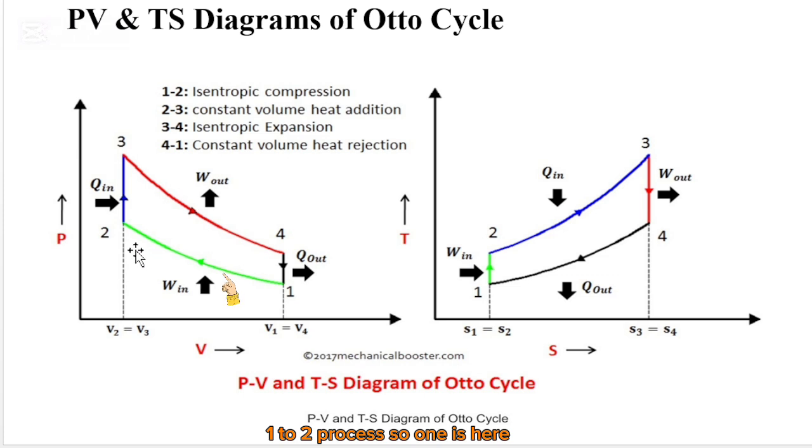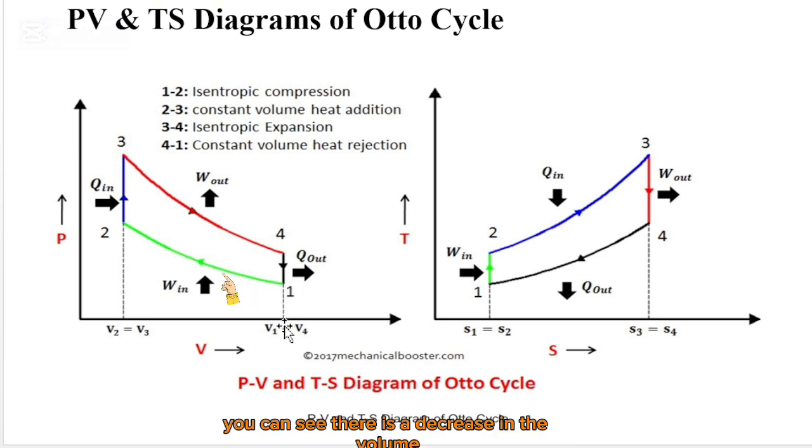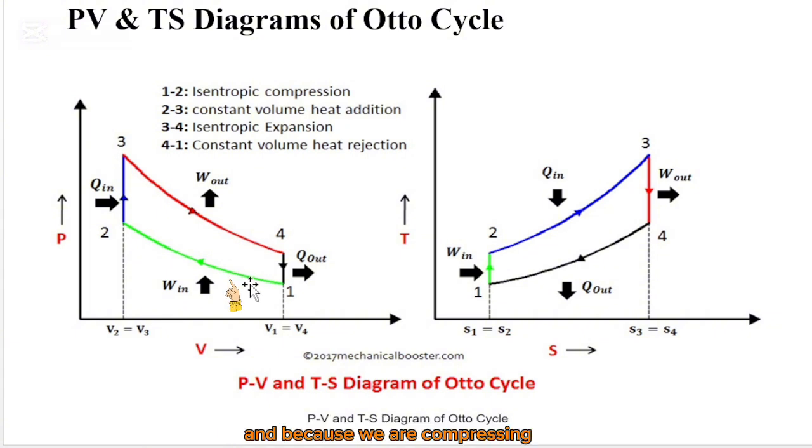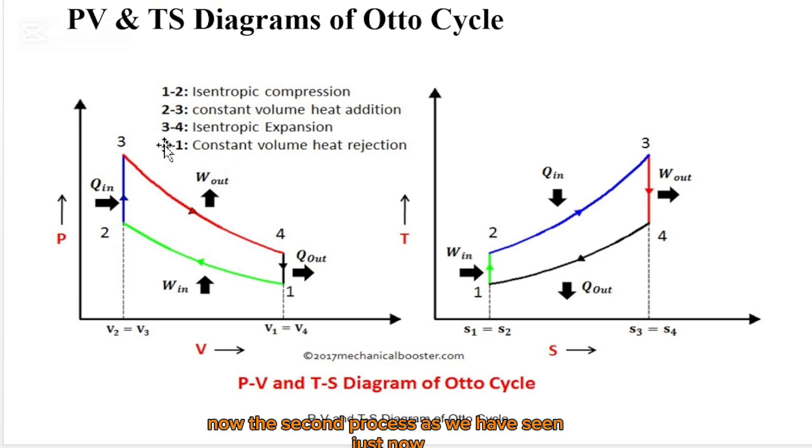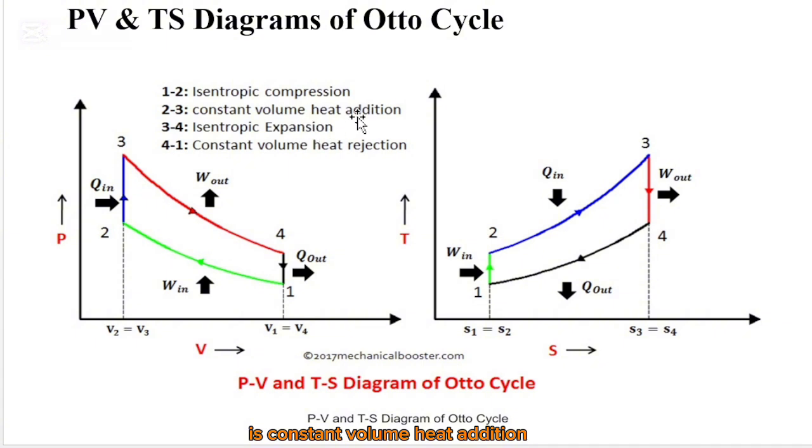So 1 is here, 2 is here. Because of the compression, you can see there is a decrease in the volume, and because we are compressing, the pressure is increasing. So this was the initial pressure here, and this is the final pressure. Now the second process, as we have seen just now, is constant volume heat addition.